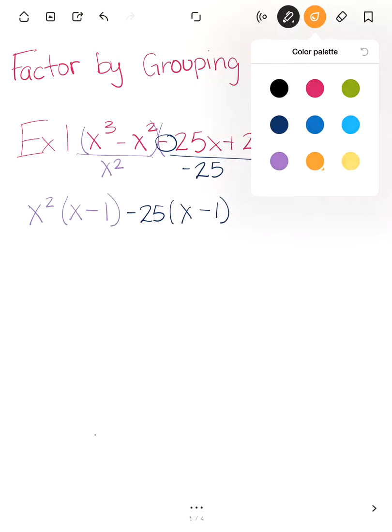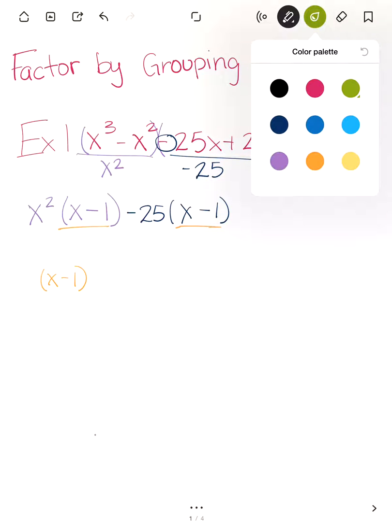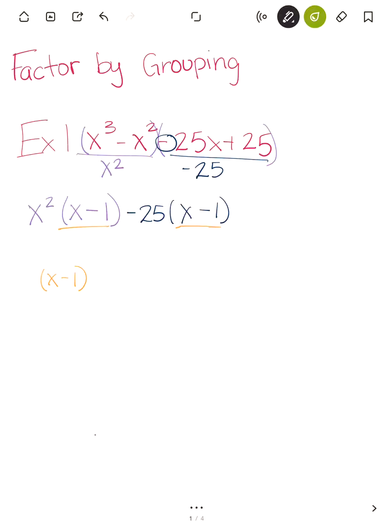From here, what I notice is I have x minus 1 and x minus 1 in parentheses. This is my greatest common factor for this whole group, so I'm going to write it just one time. And then I need to write down what I have left over. I have an x squared and a negative 25, and I put those together: x squared minus 25.